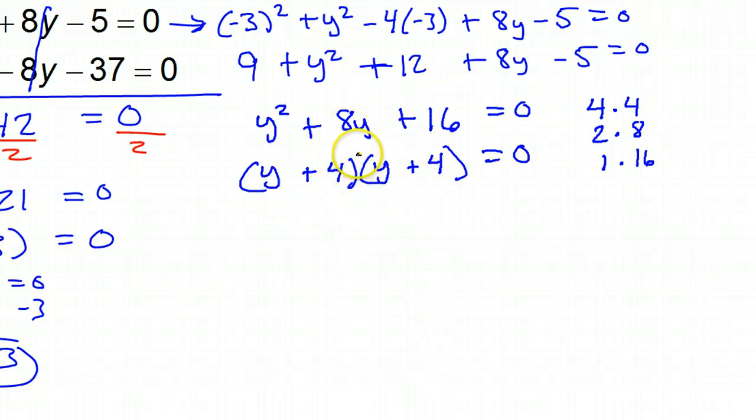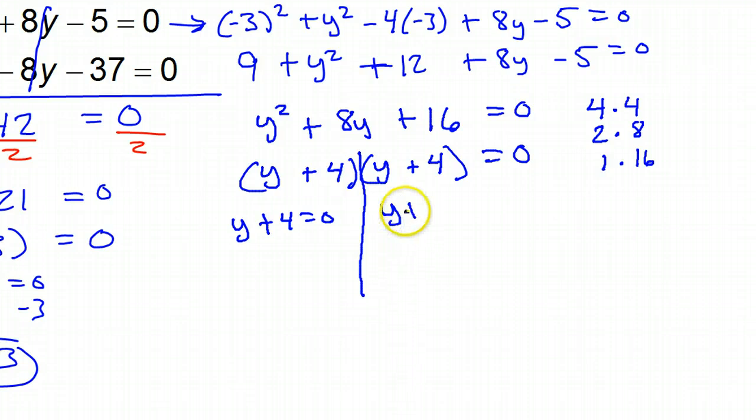Now, of course, if we set these equal to 0, I'm going to have y plus 4 equals 0. And this would be the same thing twice, so it's kind of silly to do it again. But subtracting 4 from both sides, I get y equals negative 4.